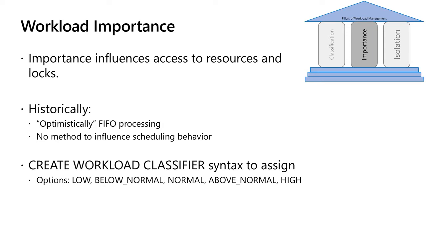So our scheduler today has basically been FIFO based. I call it optimistically FIFO, where the first thing that comes into the scheduler queue is the first thing that's scheduled. In certain scenarios with locking conflicts and resource conflicts, we will have things jump the queue, but for the most part, it's FIFO based. And there was no method for you as a user to really influence the scheduling of queries. So now by using the create workload classifier syntax and importance, you can tell the scheduler what the most important business value work you have is. Okay, and then we'll schedule that accordingly.